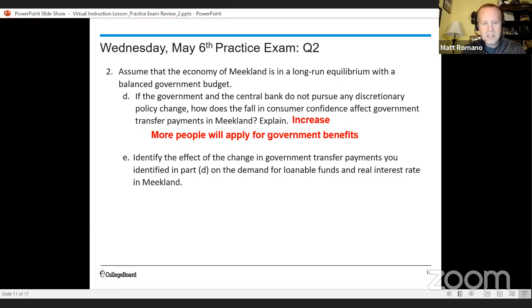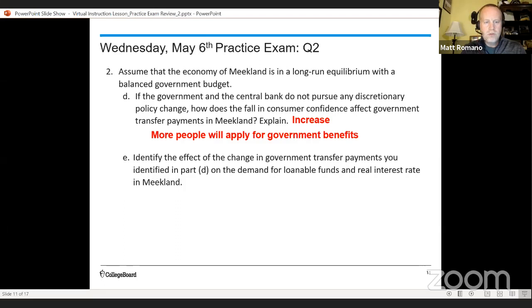In today's United States, in the current state of the economy, this is happening right now. I mean, I'm speaking to you in May of 2020. Tomorrow is Jobs Friday. The unemployment rate is going to be all over the news. This is what's happening. People are applying for unemployment benefits. Those transfer payments are going up.